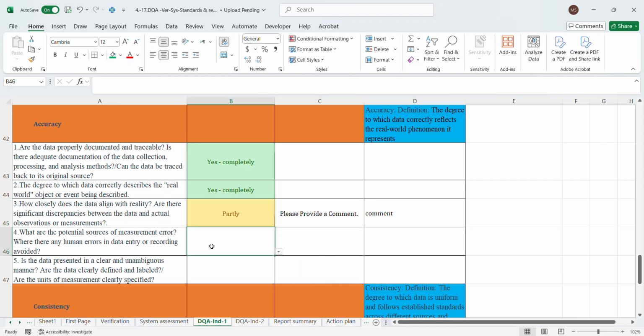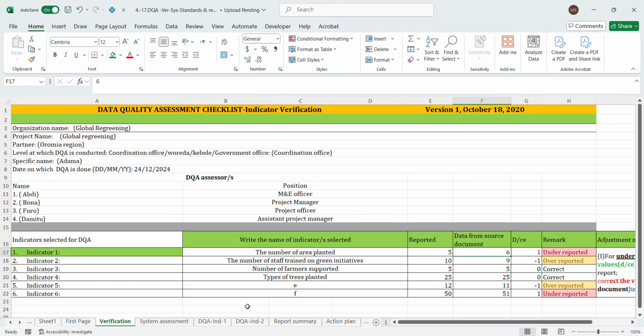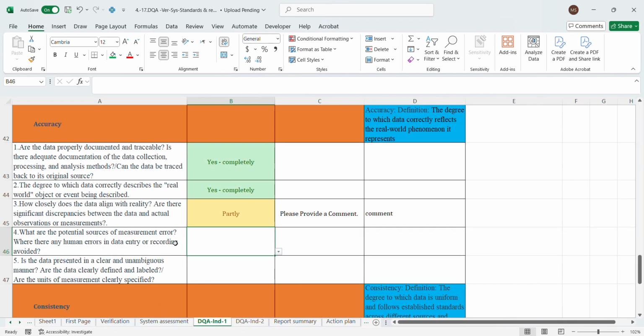The fourth question is, what are the potential sources of measurement error? For example, we have an error in the reported figure, and from the data source we have a difference of 1, which is underreported. What was the potential source of measurement error? Were human errors in data recording avoided or not avoided? So partly, and we can say, for example, there is a discrepancy between what is reported and what is on the source document.